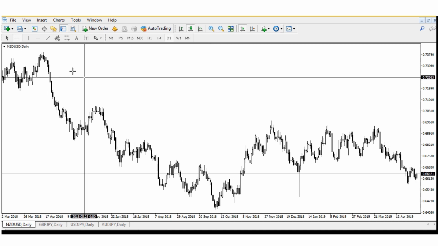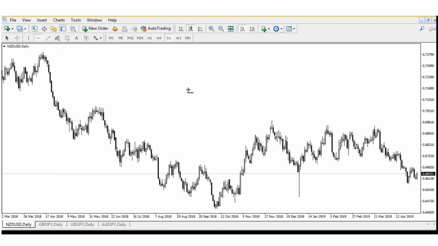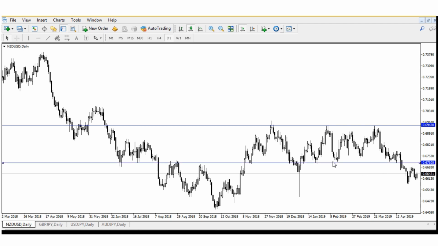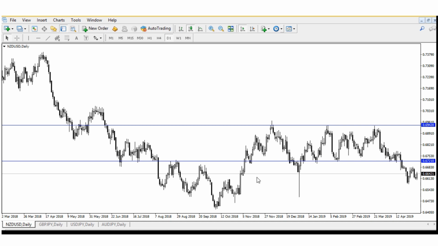Let's plot our lines on them already. First resistance comes in here, and second resistance, which is former support. And finally, our current support, which was a former resistance.